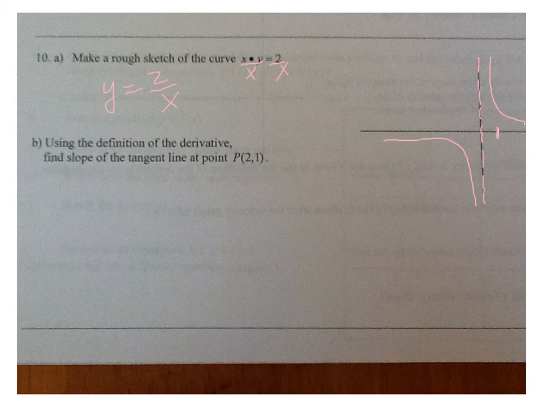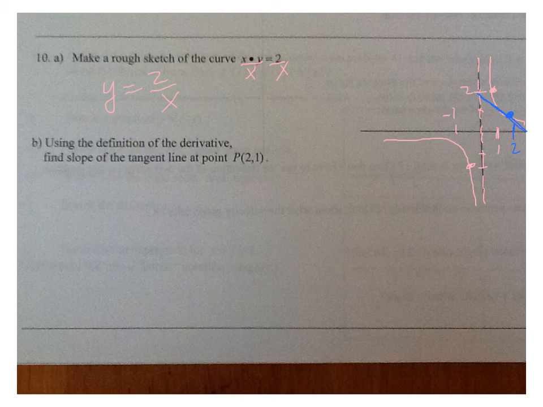One point we could put through is 1, 2, and if we want, -1 and -2. Okay, it will be symmetrical over the origin as well. Now, using the definition of the derivative, we want to find the slope of the tangent line at the point 2, 1. So I suppose I should show that point as well. So we're looking for the tangent line here. I'm looking for that slope.